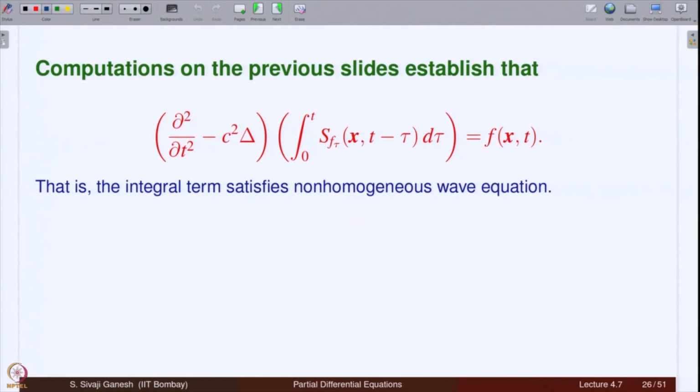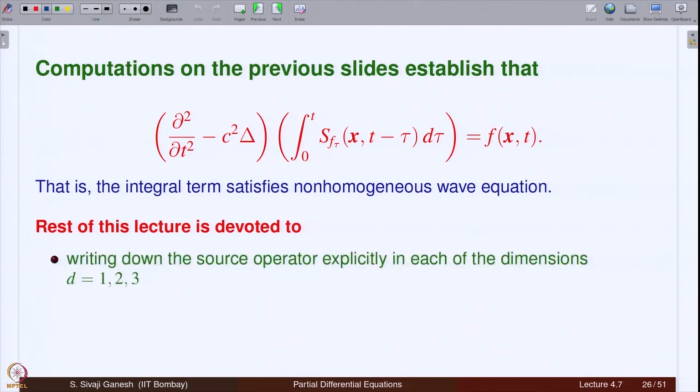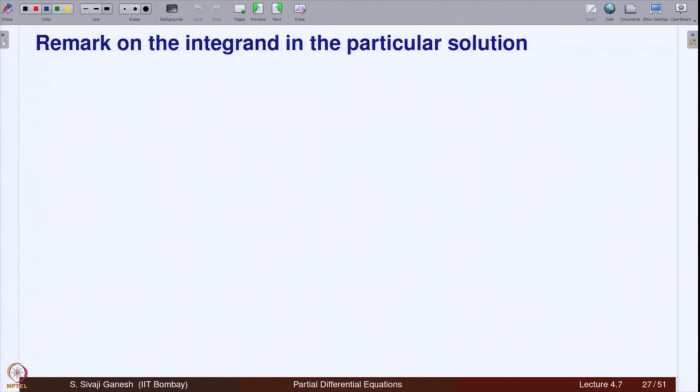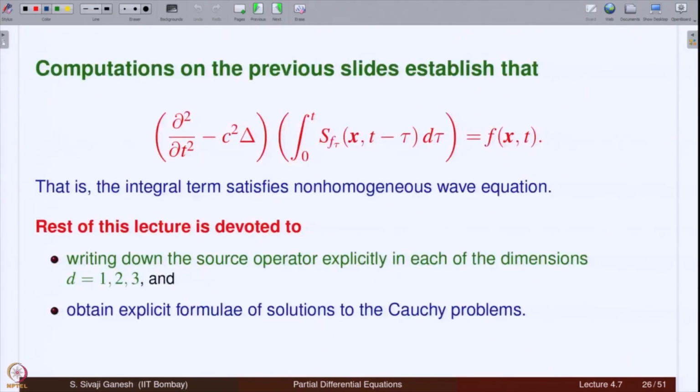That is, integral term satisfies non-homogeneous wave equation, and rest of this lecture is devoted to writing down the source operator explicitly in each of the dimensions 1 to 3 and obtain explicit formulae of solutions to the non-homogeneous Cauchy problems. Before that, let us give a remark on the integrand in the particular solution. We may call this thing a particular solution. This is a nomenclature that we use even in ODEs. It is one particular solution, that means it is one solution of the non-homogeneous equation.